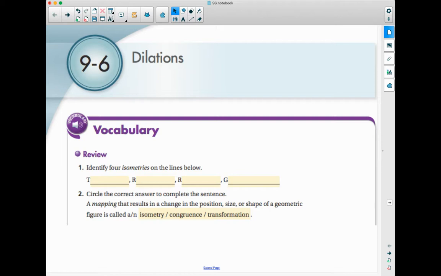Identify four isometries. So our four isometries are a translation, a rotation, a reflection, and a glide reflection. Circle the answer to complete the sentence. A mapping that results in a change in position, size, or shape of a geometric figure is called a transformation.